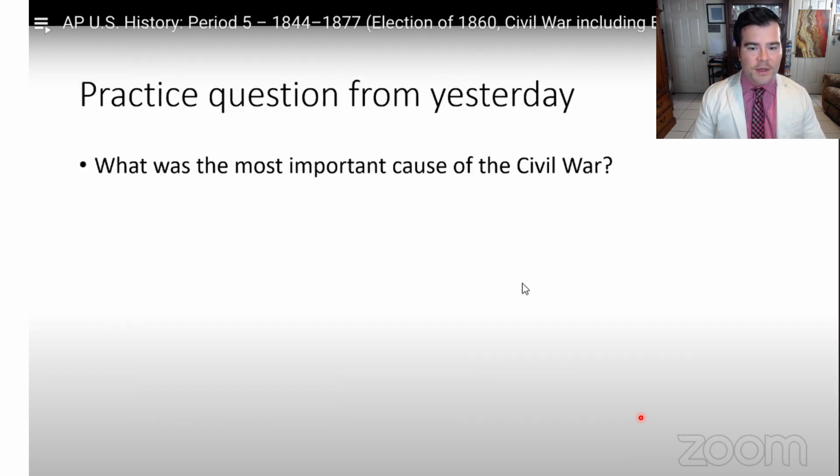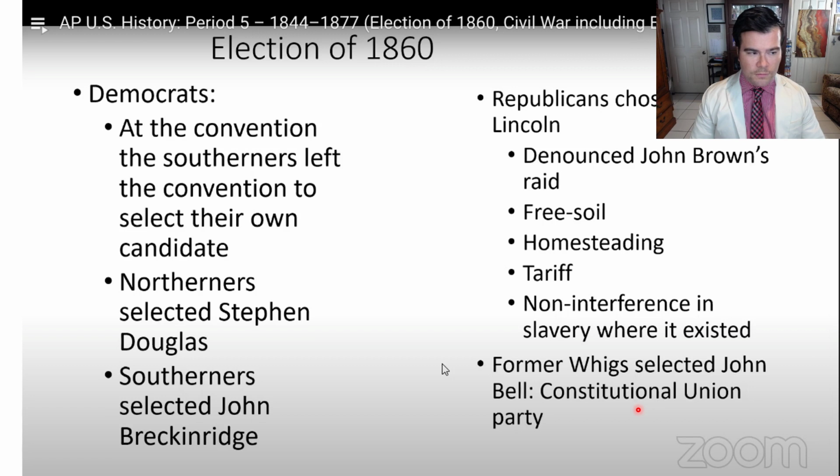Okay, practice question from yesterday. What was the most important cause of the Civil War? I'll give you some time to think about that. Let's take 10 seconds. Starts with an S. Oh, and the answer is slavery. Slavery was the most important issue, guys. That's what really drove politics, drove extremism, caused sectional tension. It's the issue of slavery, guys.